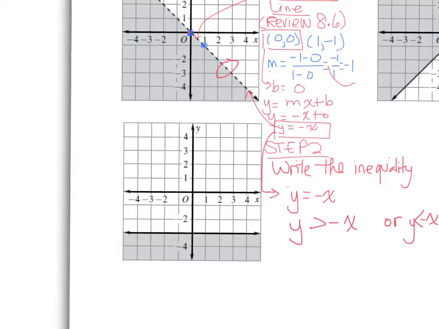I'm going to use (-1, 0) to test my point. Try to look for a point that's not on the boundary line to do the test. So now I'm going to sub in -1 for x and 0 for y.